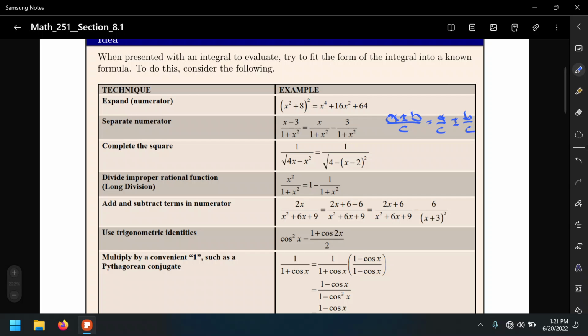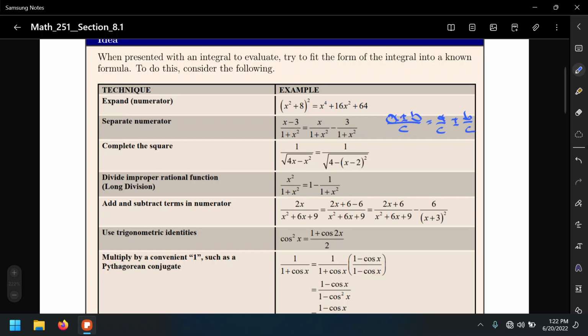Another very common technique that we need to be very fluent with is completing the square. That goes whether for a denominator or under a radical. And this for sure is going to lead to what we did on day one on inverse trigonometric functions, integrals where the result is an arc sine, arc cosine, arc tangent, you name it.